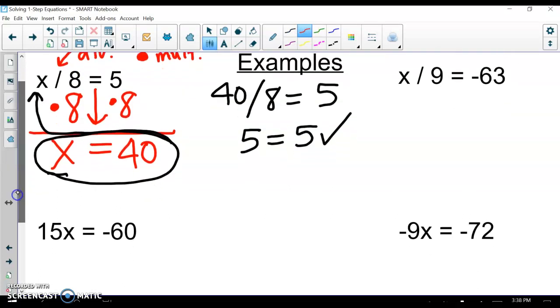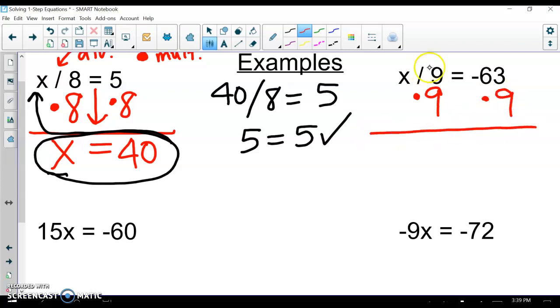All right, so let's do x divided by 9 is equal to negative 63. So the opposite of division is multiplication. Do the same number that's on the same side as the variable. We do multiplied by 9. So we're left with just 1x over here because we did divided by 9 times 9. Carry our equal sign down.